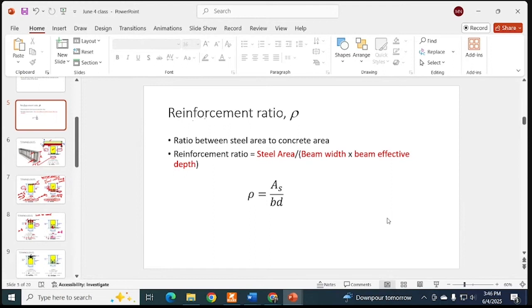By the way, before I proceed to the calculation of reinforcement ratio, you need to understand that almost all equations given by ACI, NBC, and BNBC use this parameter to provide restrictions. So we need to understand this parameter properly, and we need to understand the implications. Number one, a large reinforcement ratio means you have provided a lot of steel area.